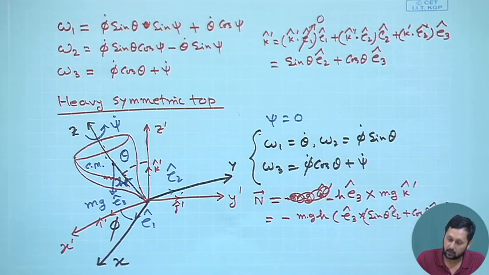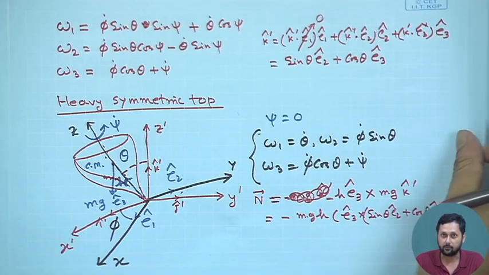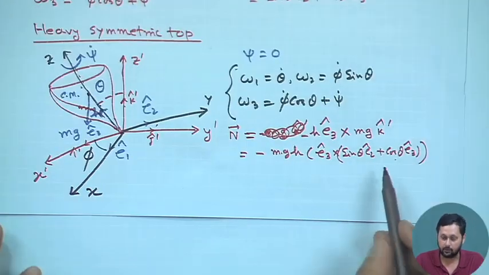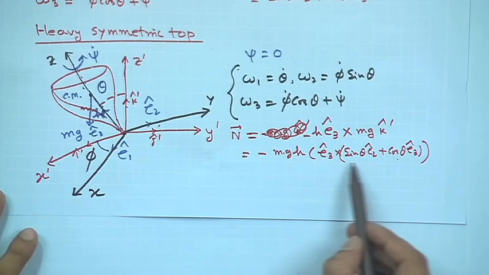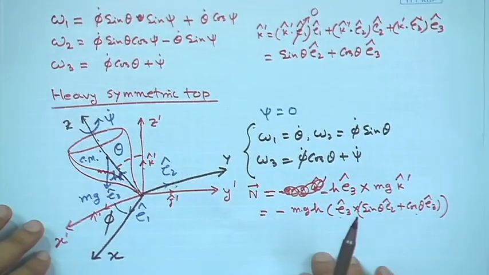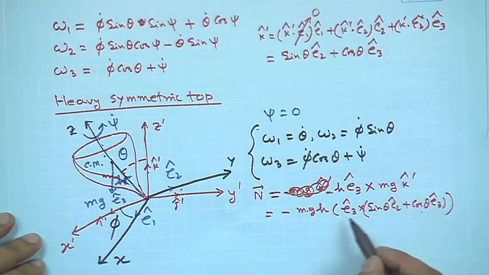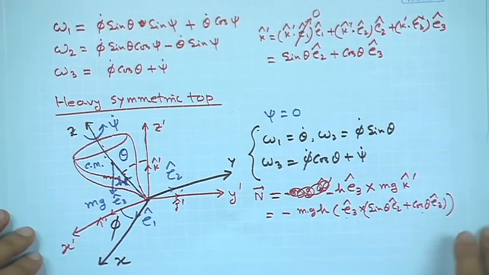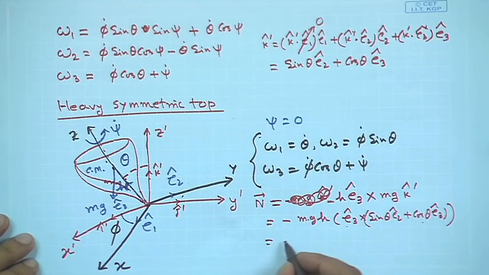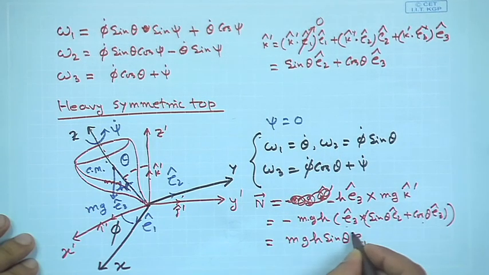Now, once again the last term will vanish, because the last term is a cos theta E3 cap term. I hope you can see this. So, the last term is a cos theta E3 cap term. This will vanish because it has E3 in here, right. So, the only surviving term will be E3 cross E2, which is minus E1. There is a minus sign here. Okay. So, this will give you m g h sin theta E1 cap.